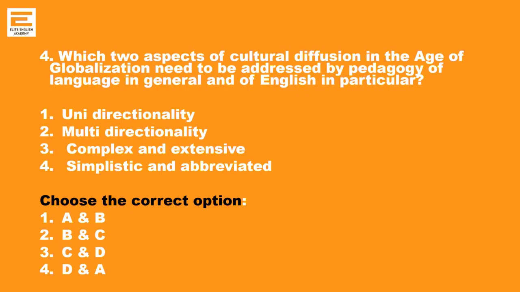So now look at the options. Unidirectionality, so it is in one side. Multidirectionality, all sides, many sides. Complex and extensive. Is it complex? Then simplistic and abbreviated. So to be precise, all the options are related to this cultural diffusion. Sometimes it may go in one direction, sometimes in multiple directions, sometimes it will be easy, sometimes it will be complex. So all the options are correct regarding this question.